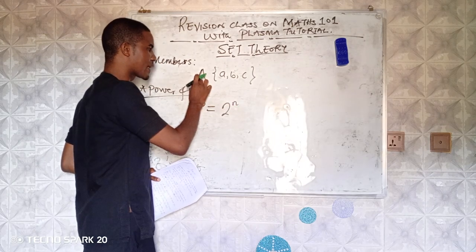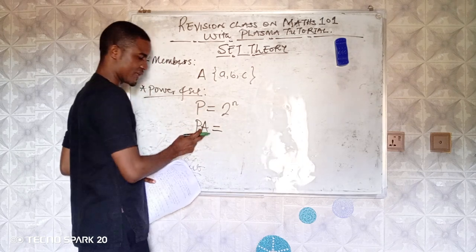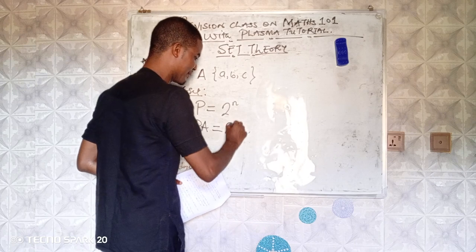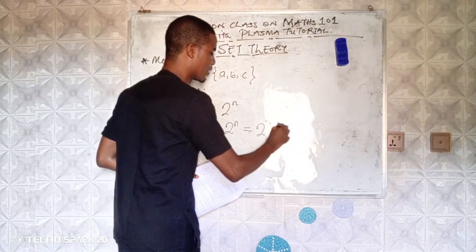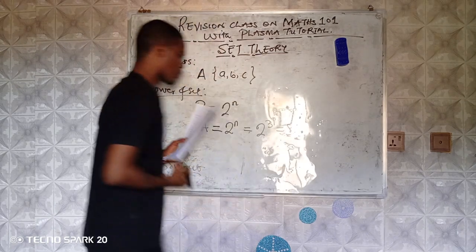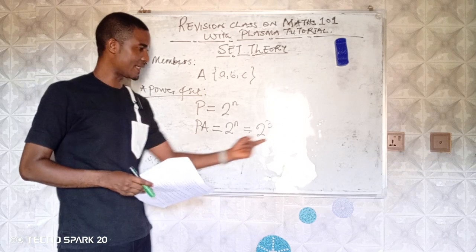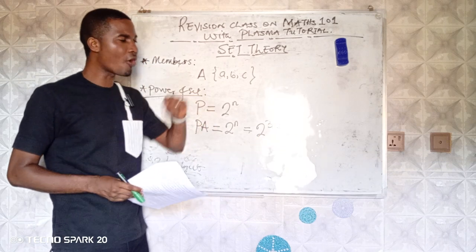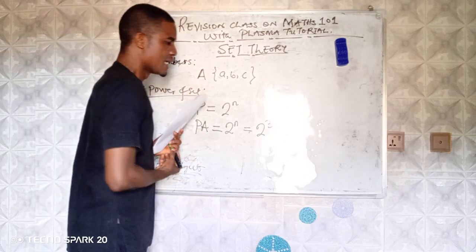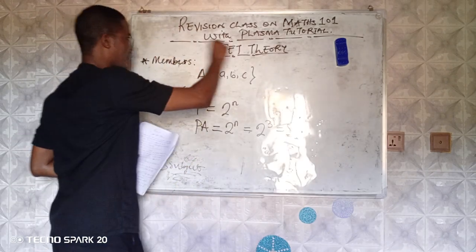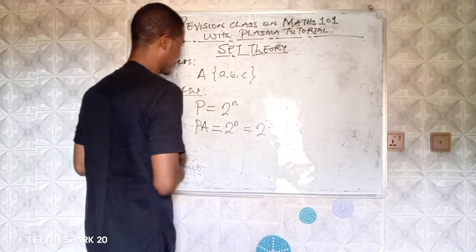So if I want to get the power of set A, which I can write like this, power of set A is equal to 2^n, which is 2 to the power of the cardinality. What is the cardinality of this? It is 3, which will give me what? 8. So the power of set A is 8. It is the number of the subsets which can be formed from a certain set. Now, if they ask us to write out these subsets, we say they are going to be 8 in number, and that's what I'm going to do.